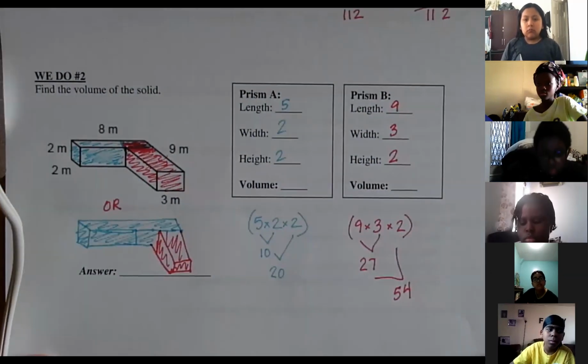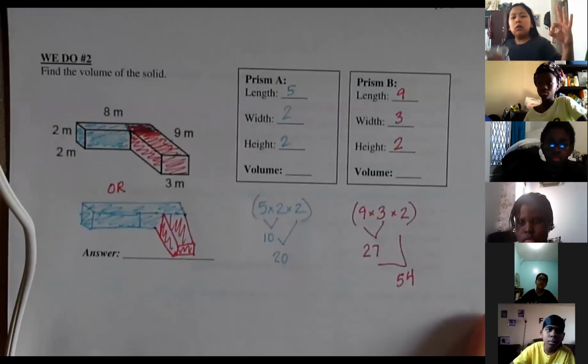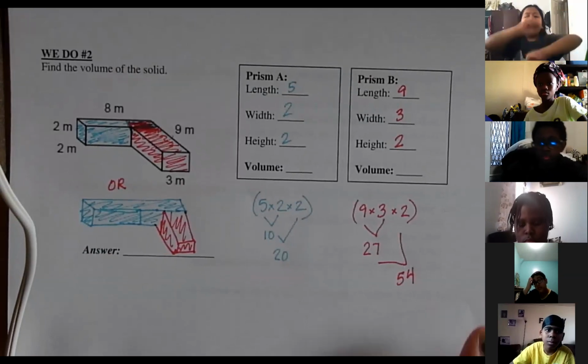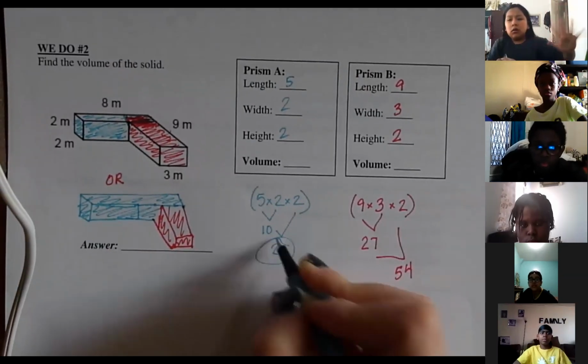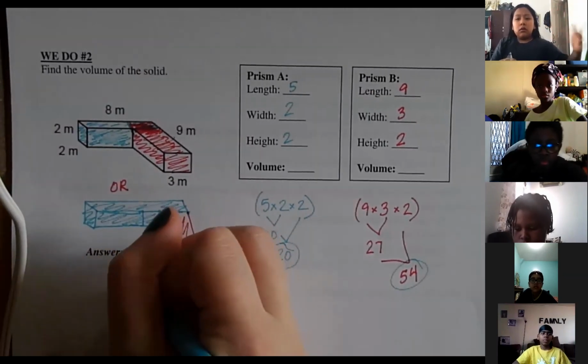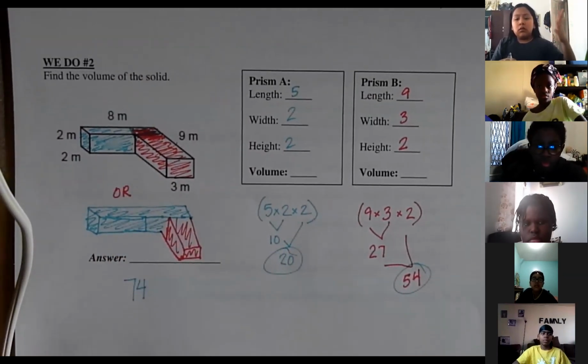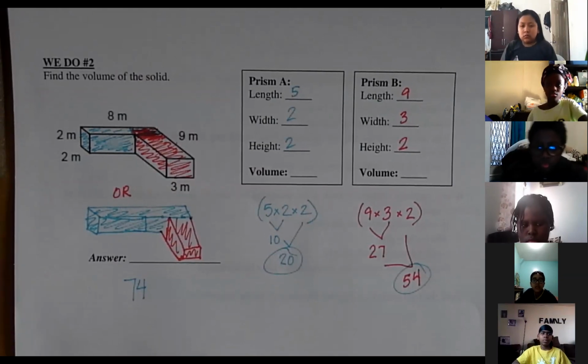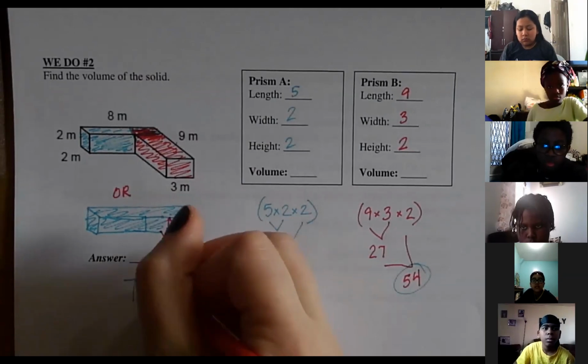I did slightly different dimensions than them. I did it kind of like Bella did it. So my volume was going to be 20 of prism A and 54 of prism B. When I add them together, I get 74. What, Michael? 74 cubic meters. Very good. And that's my answer.